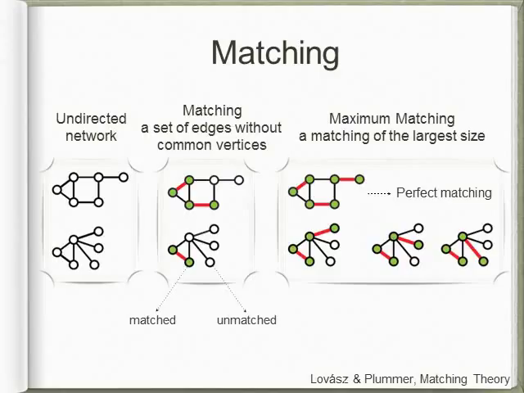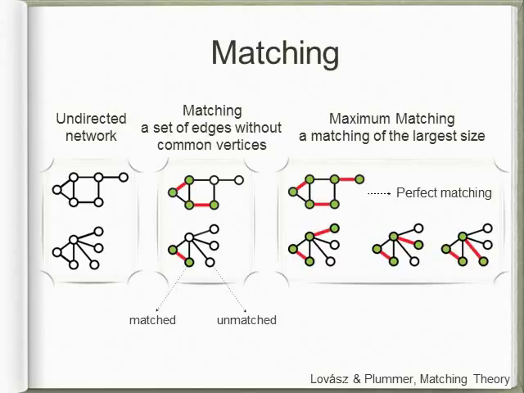So typically, matching is defined for an undirected network as a set of edges without common vertices. For example, we have an undirected network here. Those two edges, the red ones, form a matching in the sense that they do not touch each other. They do not share common nodes. A max matching is a matching of the largest size. And if all the nodes are matched, in the sense that they are the ending nodes of a matching edge, for example those green nodes, they are called matched, otherwise they are unmatched. If all the nodes are matched, then we call it a perfect matching.